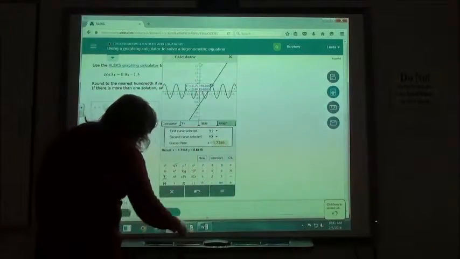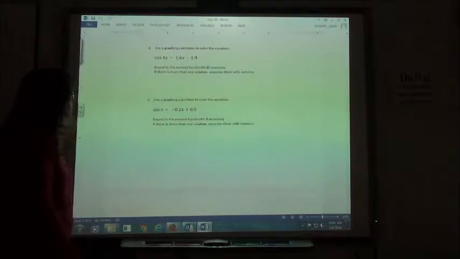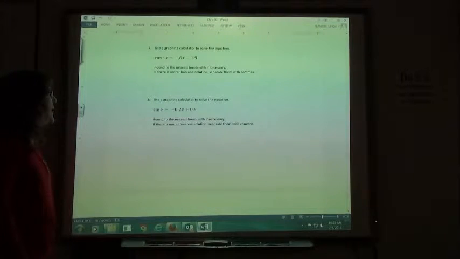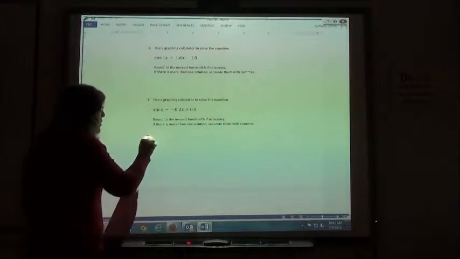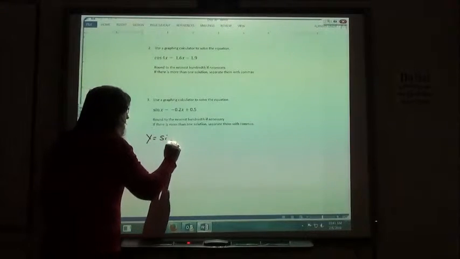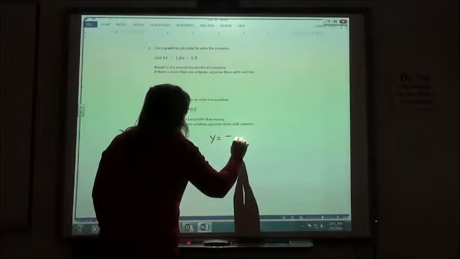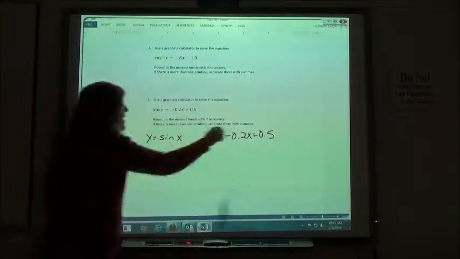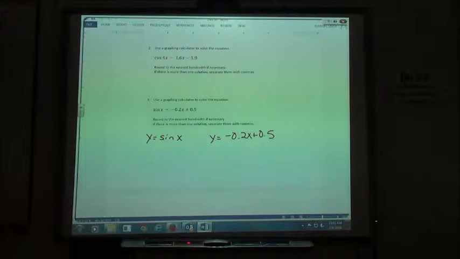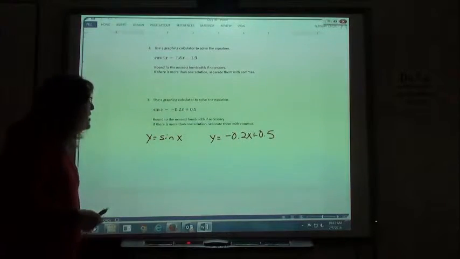And if we go back to number 3. Number 3, we have the sine of x equals negative 0.2x plus 0.5. So our first equation, y just equals the sine of x. Our second equation, y equals negative 0.2x plus 0.5. And again, we want to see where those two lines intersect, or those two equations intersect, so that we can find the solutions that they both would have in common.